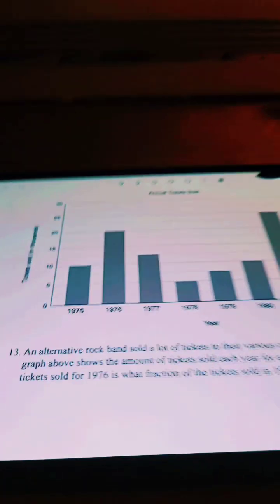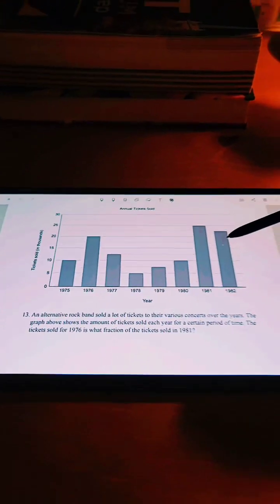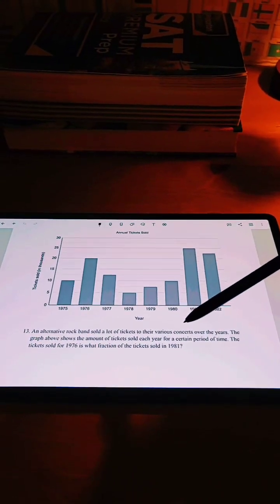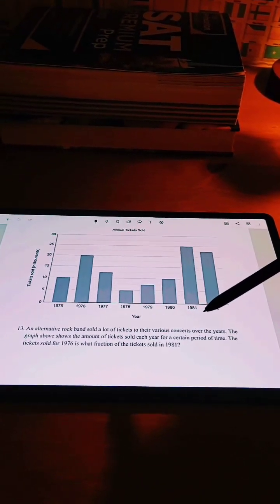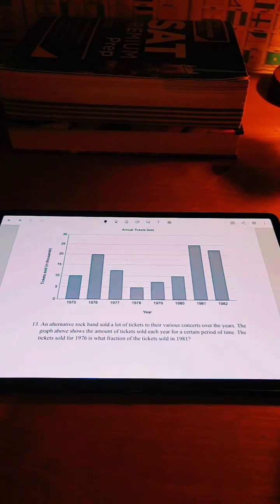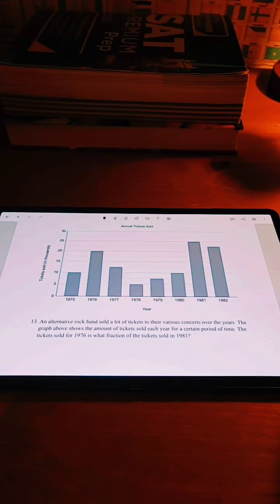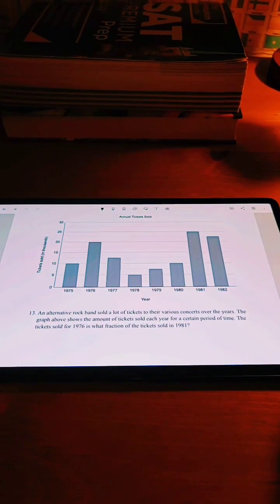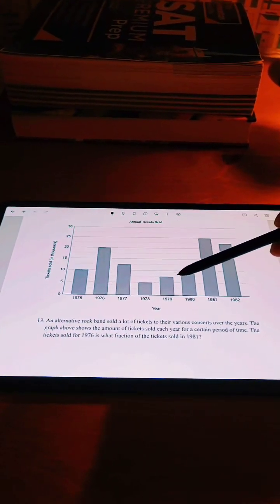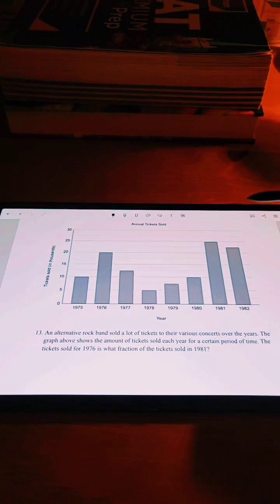Okay. So now we're going to do number 13. So an alternative rock band sold a lot of tickets to their various concerts over the years. The graph above shows the amount of tickets sold each year for a certain period of time. The tickets sold for 1976 is what fraction of the tickets sold in 1981? Okay, so this is the tickets in thousands.